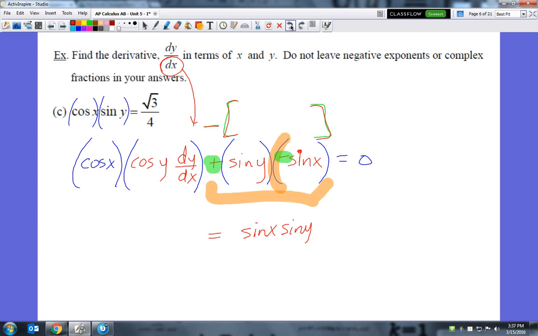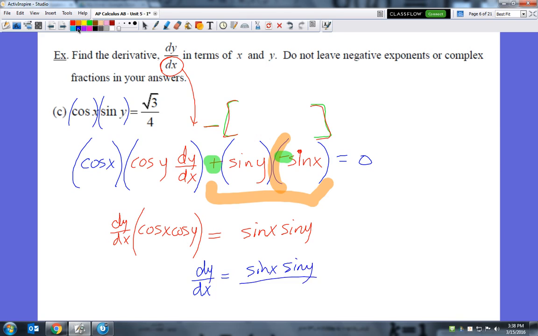And on the left side, it would be dy/dx is equal to the cosine of x times the cosine of y. Okay? Now I didn't have to GCF that out, but I know that it's multiplication. So when I divide both sides by the cosine of x, cosine of y, I get dy/dx is equal to the sine of x, sine of y, over cosine of x, cosine of y.